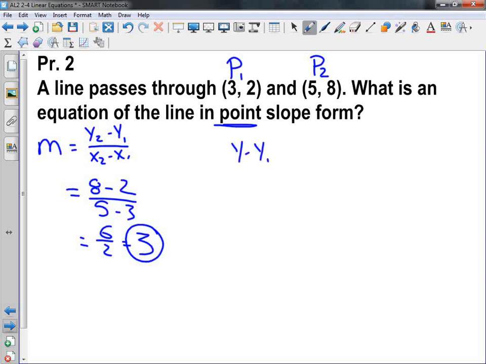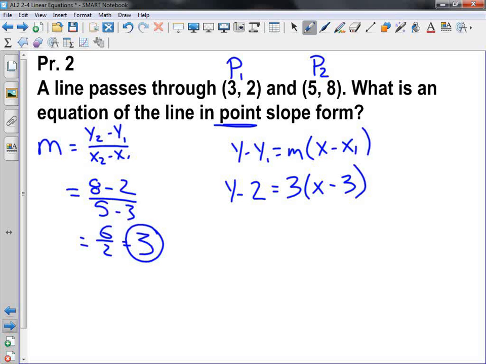But we can use whichever point we want. Usually what I do is I try to pick the one I think the math is going to be easier with, right? But in this case, we don't have to solve. But which one of those 2 points do you think has easier math? The 3, 2, right? Smaller numbers are usually easier to do math with. So I'm going to have y minus which number? 2 equals my slope, which is 3, x minus my x, which is what? 3.